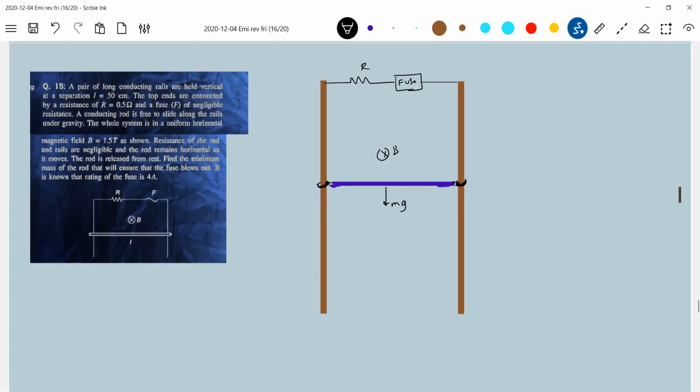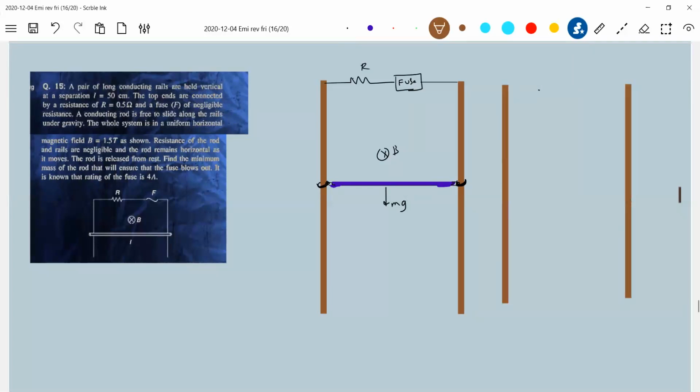We have discussed some problems. I think if you can remember some standard formulas, the standard conclusions will be much easier. If a rod is pulled by a constant force, then the velocity at any instant of time will be... Finally, after a long time, mg should become equal to BIL. Say in exam, if you want, you can use the conclusion, because after a long time we know that.